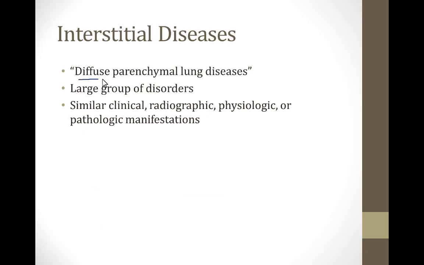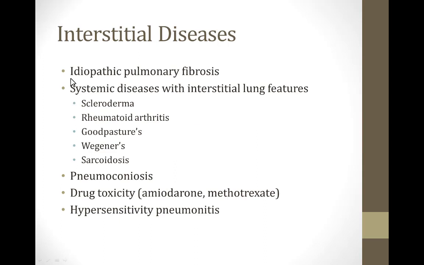These are sometimes called diffuse parenchymal lung diseases to give you a better picture of the tissues that are involved. It's a large group of disorders, but they have similar clinical, radiologic, physiologic, and pathologic manifestations. They all give you those interstitial patterns on imaging, and they all have restrictive defects on pulmonary function testing. The classic example is idiopathic pulmonary fibrosis, which we'll talk about in a minute. This is where fibrous tissue is diffusely laid down in the lungs, and that makes it hard for the lungs to inflate and gives the patient a restrictive defect.